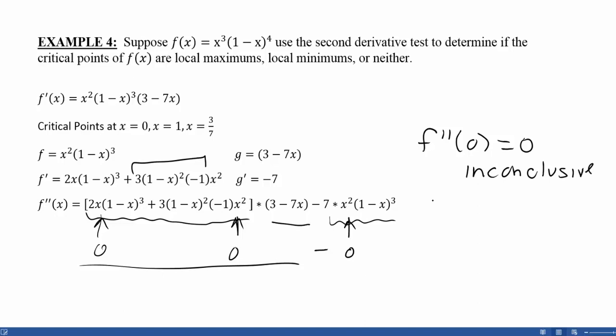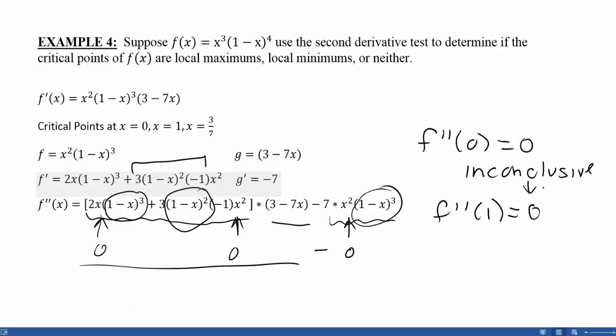Now, if I tried to plug in a 1, the same thing is going to happen here. Because the first term, this is going to be 0. This is going to be 0. Over here, this is going to be 0. So everything that's multiplied together ends up zeroing out. So when I plug in 1, I also get that the second derivative is 0 and therefore inconclusive.